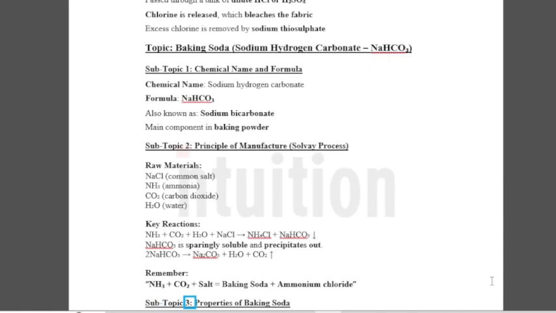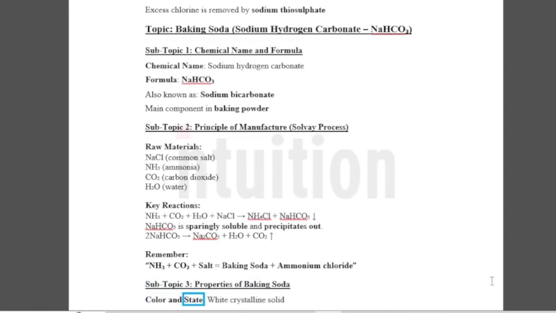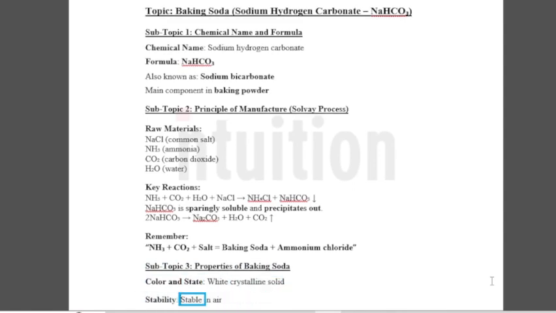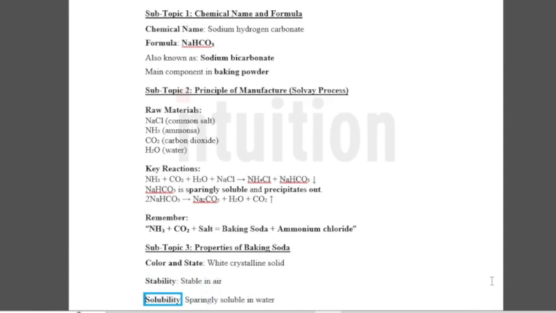Subtopic 3. Properties of baking soda. Color and state: white crystalline solid. Stability: stable in air. Solubility: sparingly soluble in water.